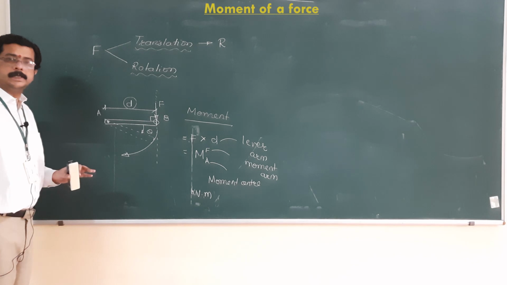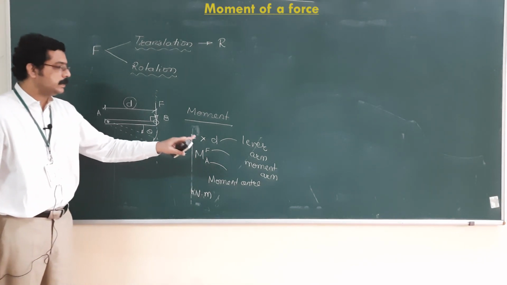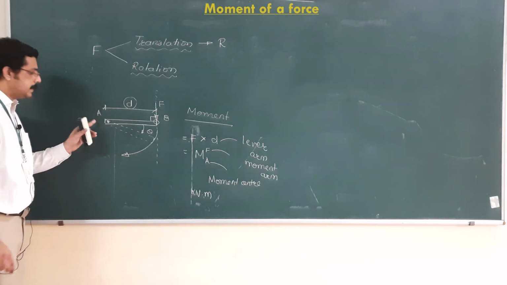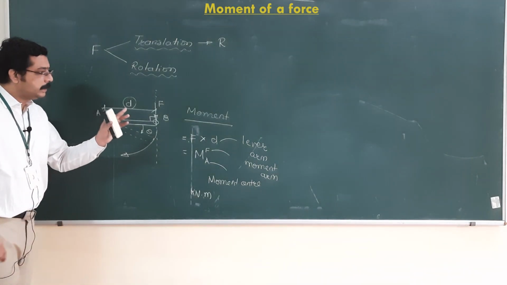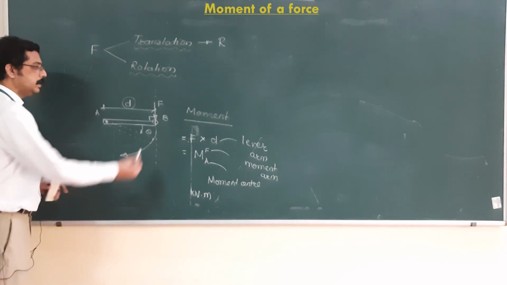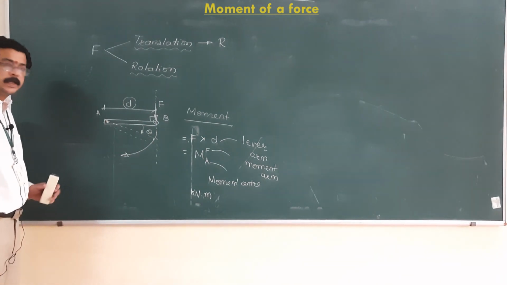Here we have seen two technical terms: one is moment center and the second is lever arm or moment arm. Moment center is that center about which we are finding the rotational effect, and lever or moment arm is the perpendicular distance between the line of action of that given force and the moment center.